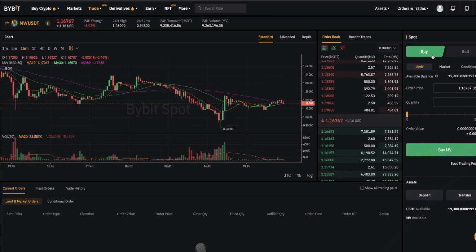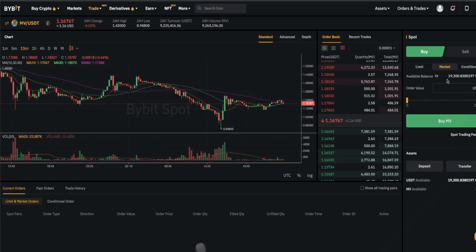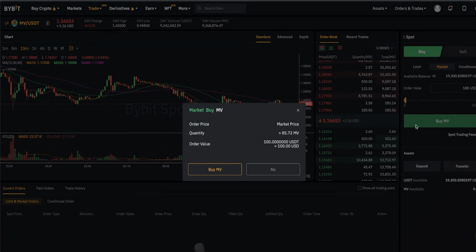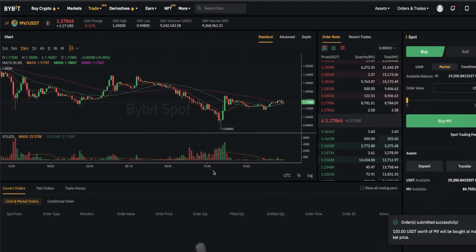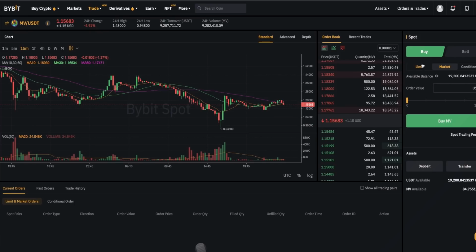And it's basically the same kind of idea. We have 3 different types of orders that can be done: a limit order, a market order, a conditional order. We can again just go ahead and do a market order here for $100 worth of MV. Click on buy MV, and there you go. We'll just get $100 worth of that token at the best price right now on the market.